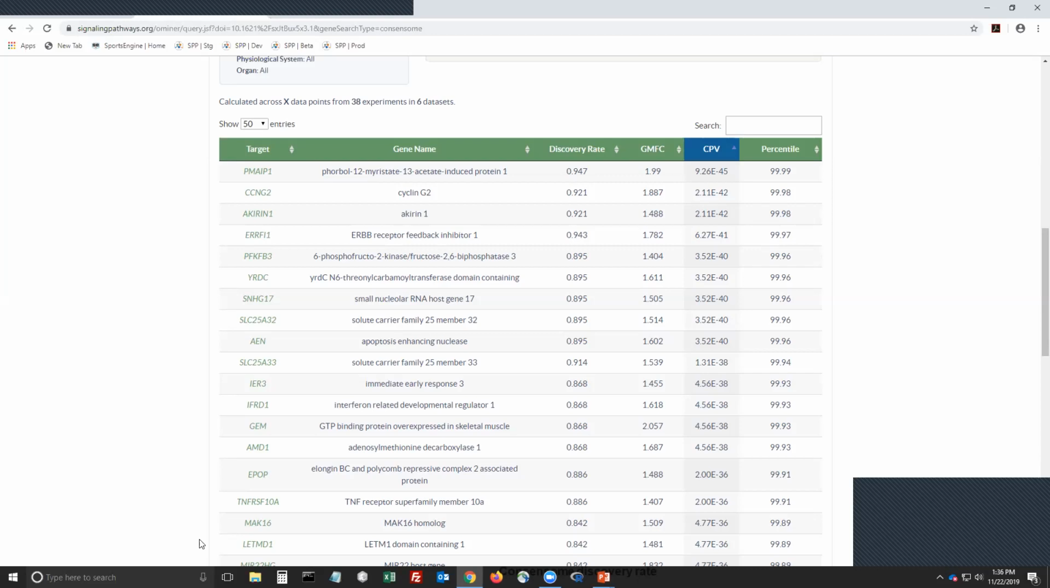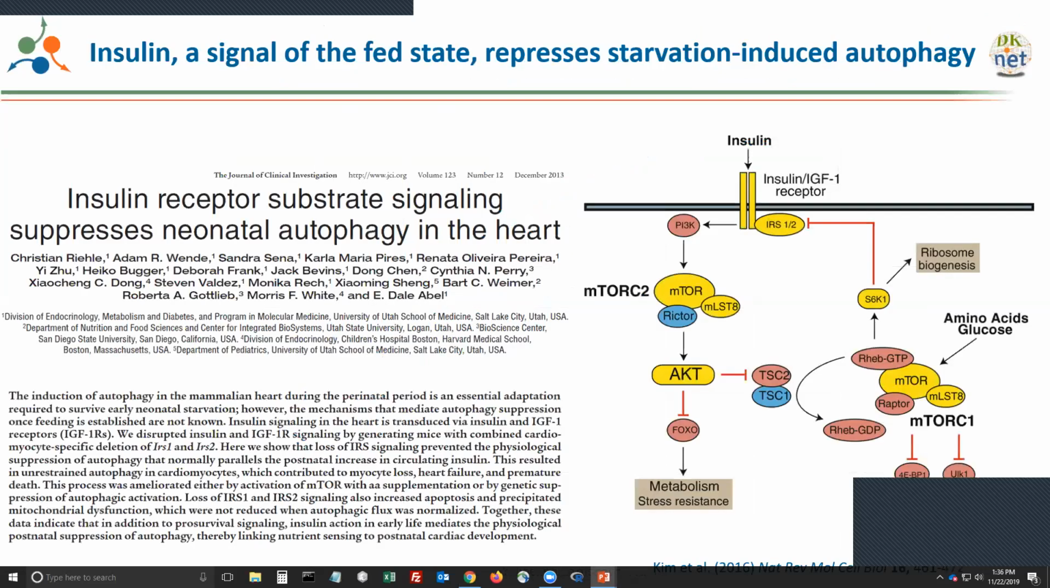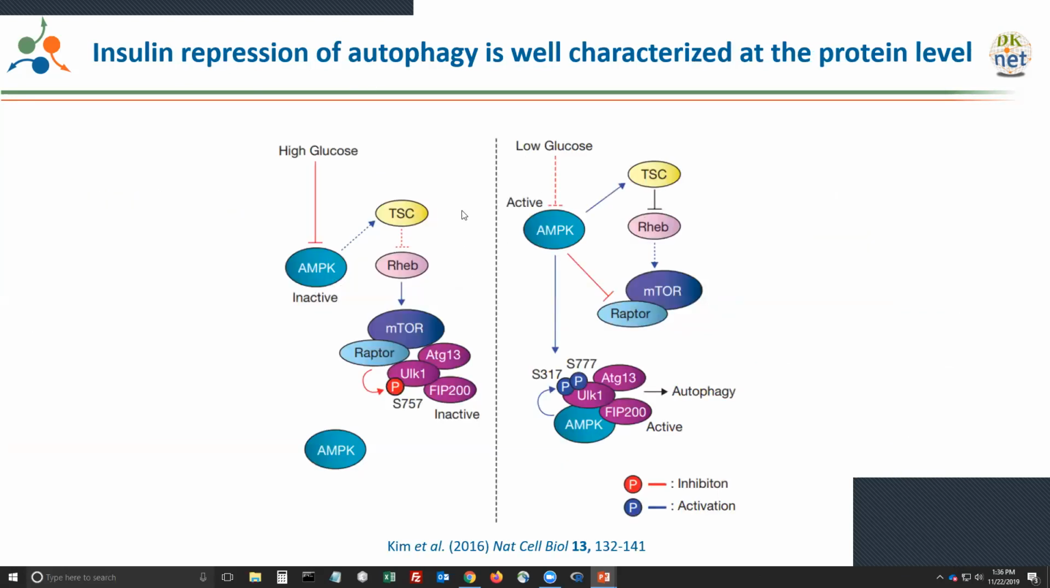So to exemplify that concept, we're going to look at the relationship between insulin and autophagy. So what is autophagy? Autophagy is the process by which cells, in response to depletion of their extracellular nutrient sources, attempt to maintain energy levels through metabolism of nutrients within the cell itself. And this process is actually well known to be regulated by insulin, which is, of course, the primary signal of the fed state. Now, insulin regulation of autophagy has been very well documented in the research literature at the protein level through regulation of AMPK.